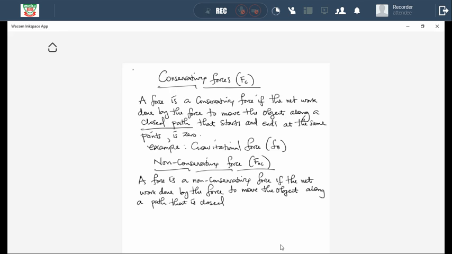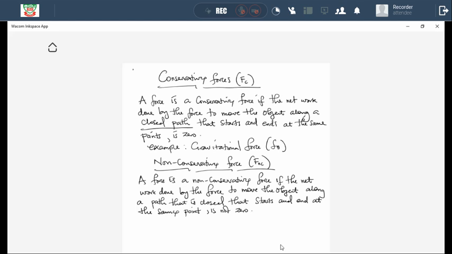A path that is closed, in other words, that starts and ends at the same point. At the same point is not zero. So we are saying work done by a non-conservative force, the net work done is not zero. In other words, energy is not conserved. That is the bottom line. Energy is not conserved. It's going to be transferred, right?